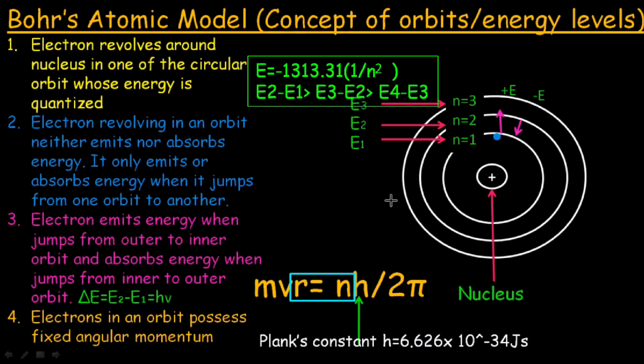Now let's talk about the radius. That is the distance of each orbit from the nucleus. For the first orbit, it is R1. For the second orbit, it is R2. For the third, it is R3, and so on, and ends at R infinity.